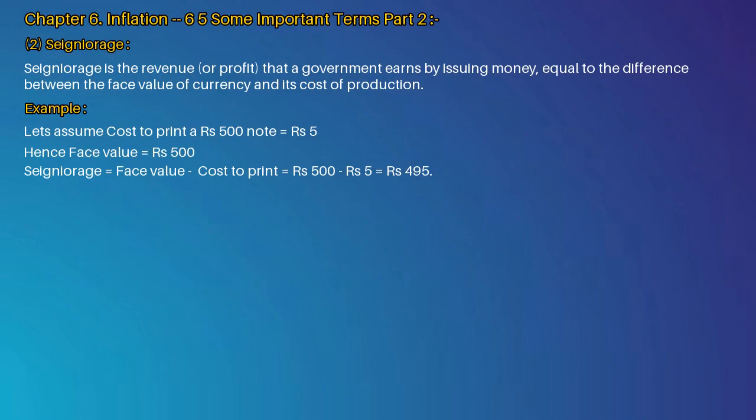Now let's discuss the term seigniorage. 2. Seigniorage. Seigniorage is the revenue, or profit, that a government earns by issuing money, equal to the difference between the face value of currency and its cost of production. Let's understand it with one example. Example: let's assume the cost to print a 500 rupee note equals 5 rupees. Hence face value equals 500 rupees. Seigniorage equals face value minus cost to print, which equals 500 rupees minus 5 rupees, equals 495 rupees.